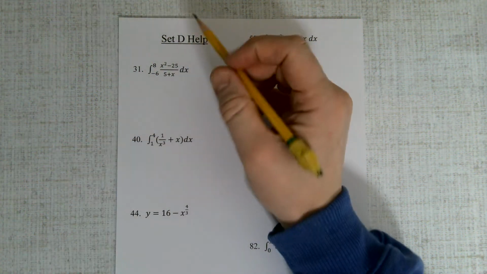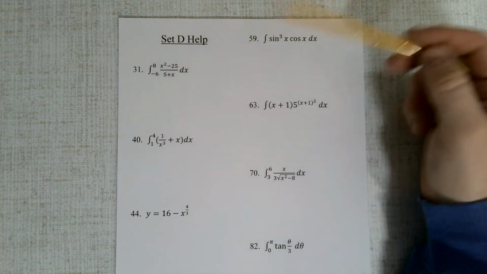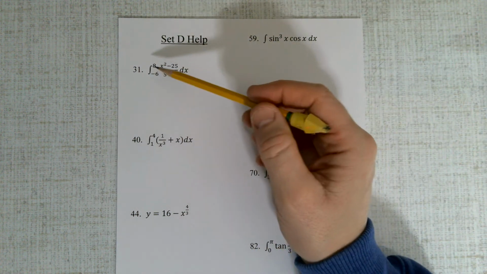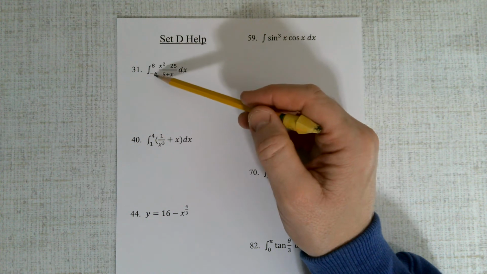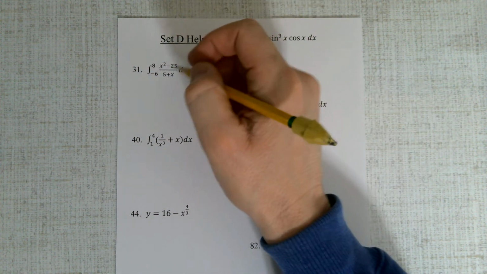Alright, however, I want to give you some help on set D. First problem right here, 31. These are the ones people asked about. Number 31, you have to find the definite integral from here to here, and you have this function here, and we always want to try and simplify it.